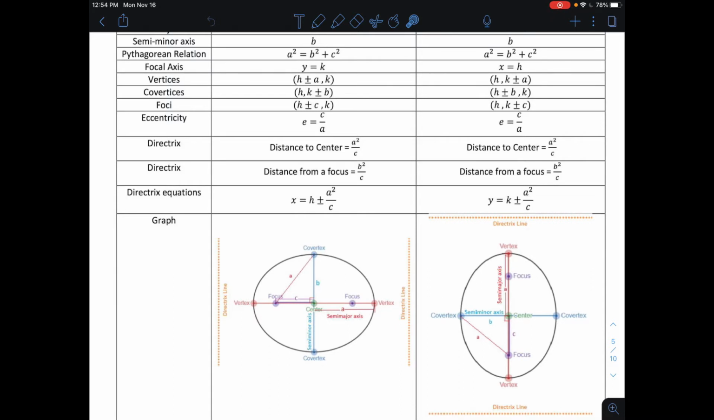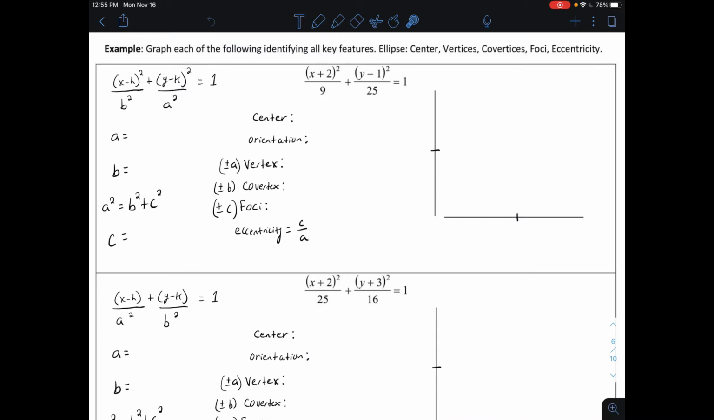Now, eccentricity is another piece of terminology. Eccentricity is a ratio formed by the distance between the center and the focus, c, to the distance from the center to the vertex, a. So eccentricity is c divided by a, and the eccentricity of an ellipse is always going to be between 0 and 1. All right, so now we're going to look at a couple examples where we want to graph and find all the key features of an ellipse.